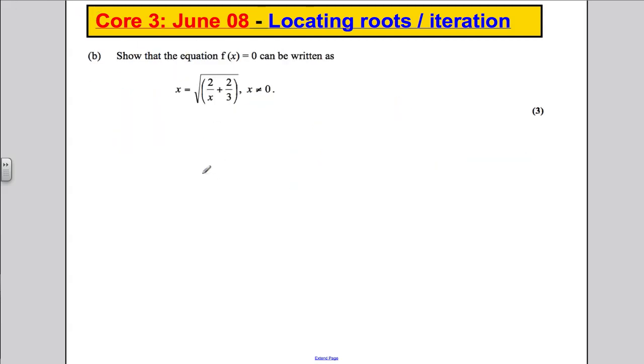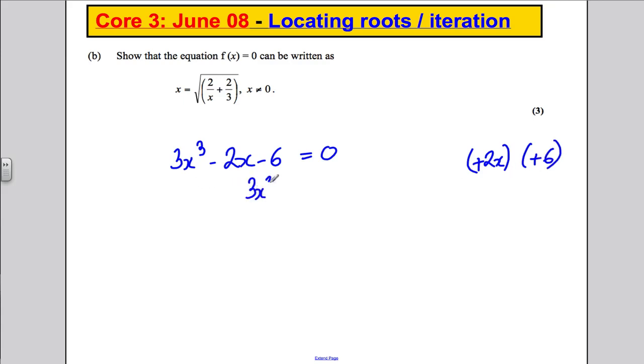Part B, show that f of x equals 0 can be written in that form. Well, f of x is 3x cubed, subtract 2x, subtract 6 equals 0. And we want to rearrange it into this form here. So why don't we add 2x to both sides of the equation and also add 6. So therefore we would get that 3x cubed on the left hand side is 2x plus 6. Then why don't I divide both sides by 3, so that x cubed would be 2x over 3 plus 6 over 3.